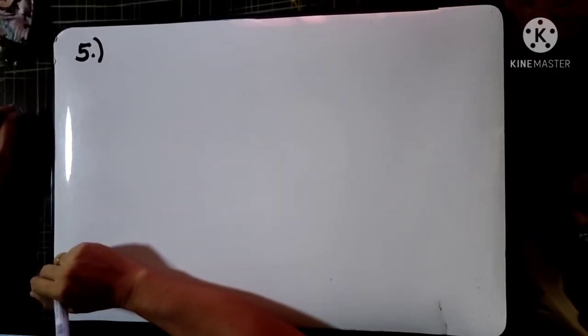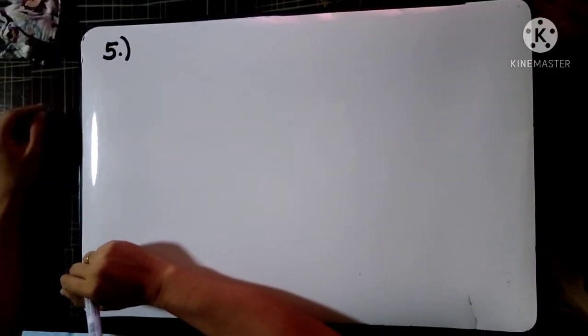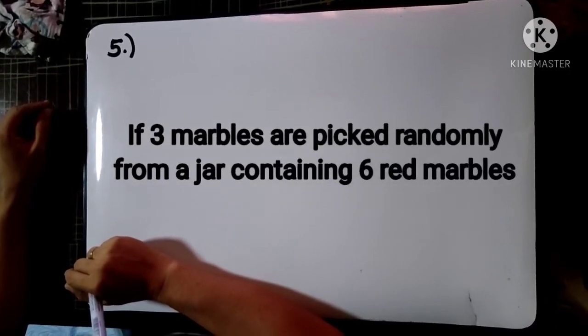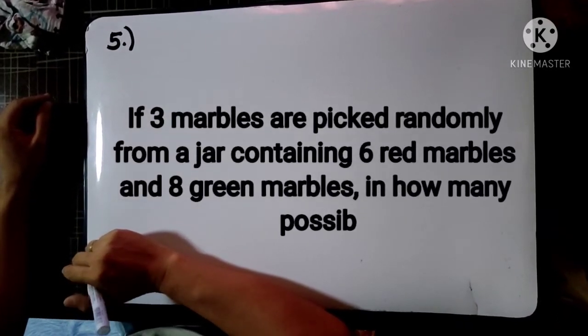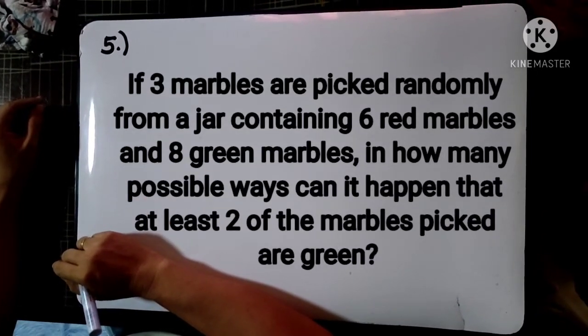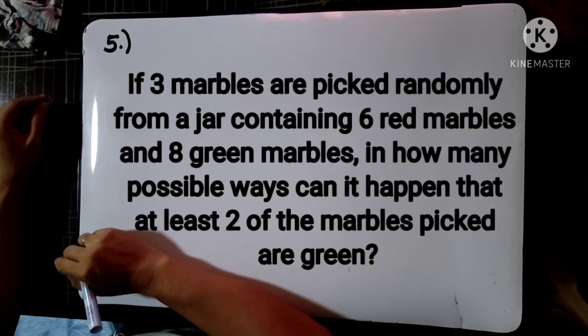To number 5, the question goes: if 3 marbles are picked randomly from a jar containing 6 red marbles and 8 green marbles, in how many possible ways can it happen?